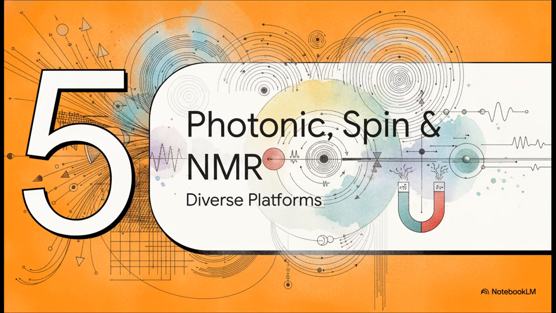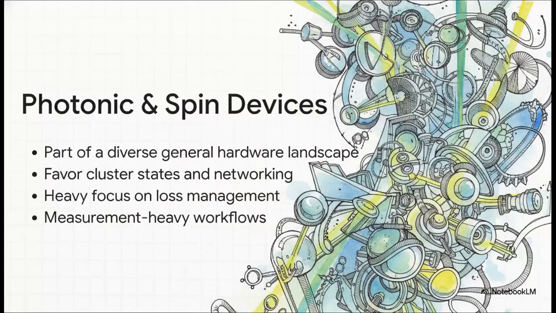Let's move to Section 5, Photonic, Spin, and NMR. We need to touch on these diverse platforms to get the full picture. These platforms are a great reminder that we shouldn't just assume the standard gate model will be the only physical paradigm forever. Photonic systems, for example, often favor cluster states and networking, leaning heavily into measurement-based computation, rather than just applying sequential gates. From a software perspective, this means your compiler and your intermediate representations need to be perfectly equipped for measurement-heavy workflows and serious loss management, rather than standard qubit routing.